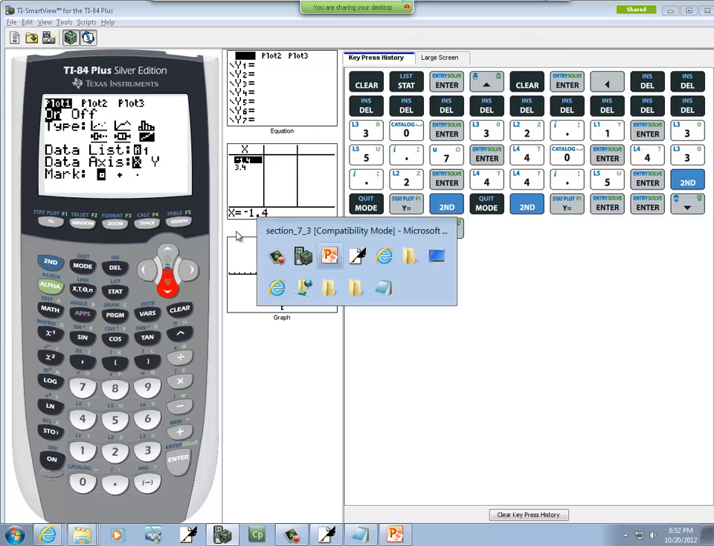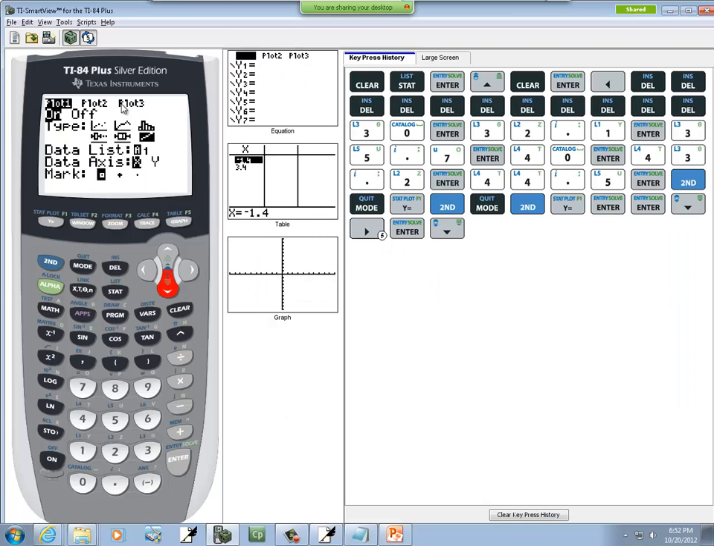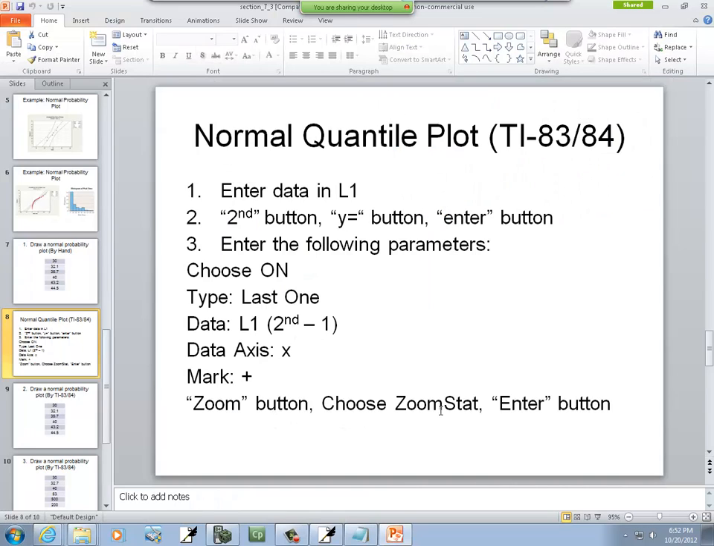Now this should be defaulted to L1. If it isn't, then do second and then 1 to put an L1 there. And you want X highlighted. If it's not, put your flashing cursor on it and press enter. And these marks don't matter. Now we want to do a zoom and then choose zoom stat.